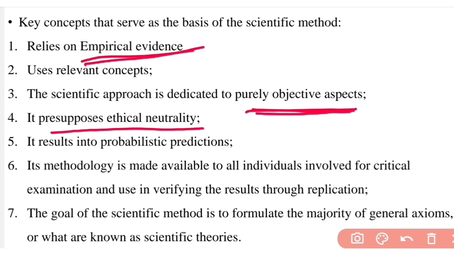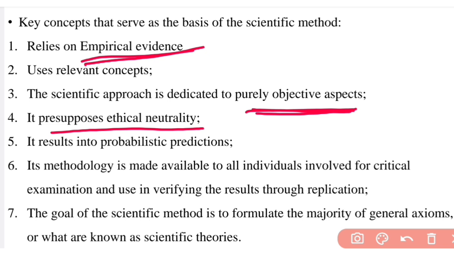Being ethically neutral means working on something without applying our own ethics on that. Results जसे मिळतील तसे, without applying our opinions, how we feel about that particular research problem, those all are kept aside, and you will apply whatever the facts you have obtained after performing that experimentation. That is called being ethically neutral. Next point or next concept of this scientific method is it results into probabilistic predictions.